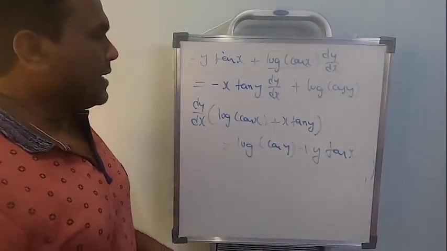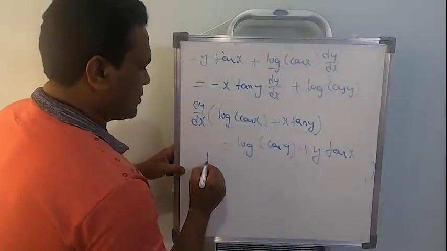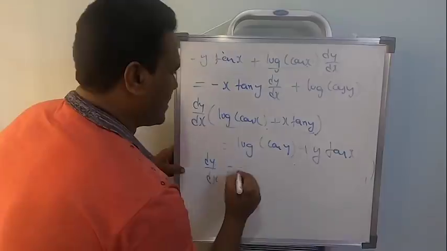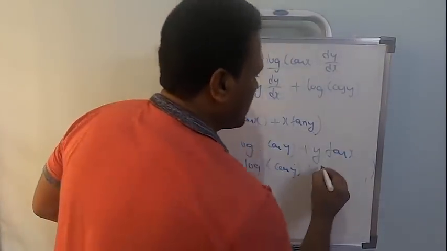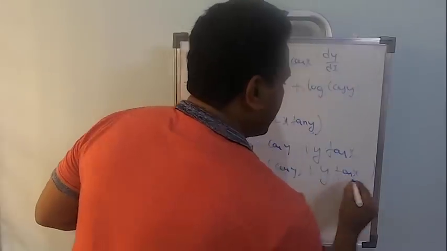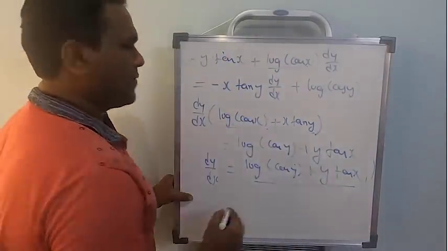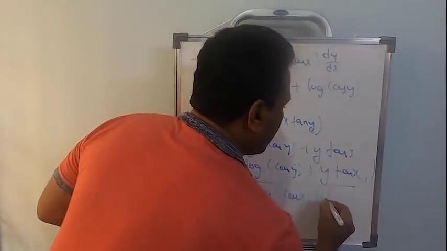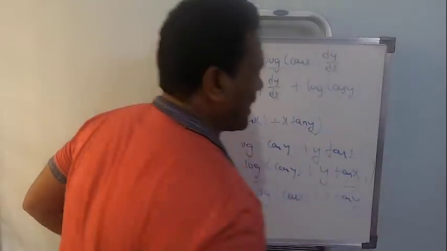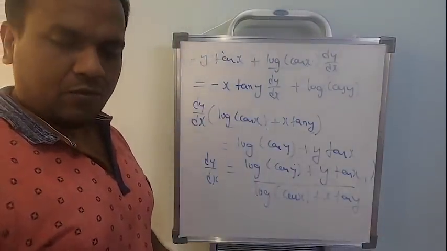Now in the next step we will just shift this one to the right side. So dy by dx is equal to log of cos y plus y into tan x, whole divided by, now the whole term will be shifted, log of cos x plus x into tan y. So that's how it should be done. We'll move to the next one.